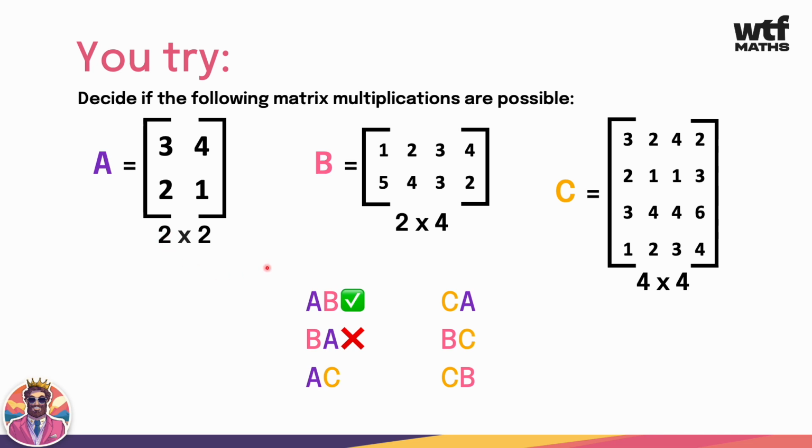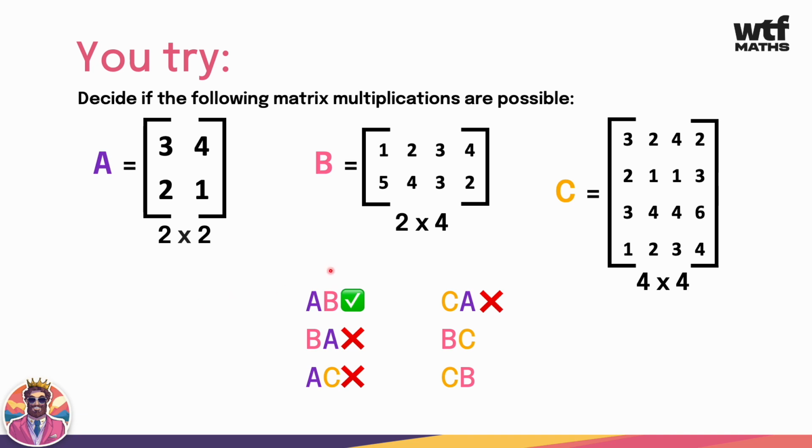The next one, A times C. Well, looking at the columns here, that does not match this here. So we know straight away that's not possible. If we flipped it around, so this was first, we'll look at the 4 here, compare it to the 2. No matter how you try, you cannot multiply A and C together.